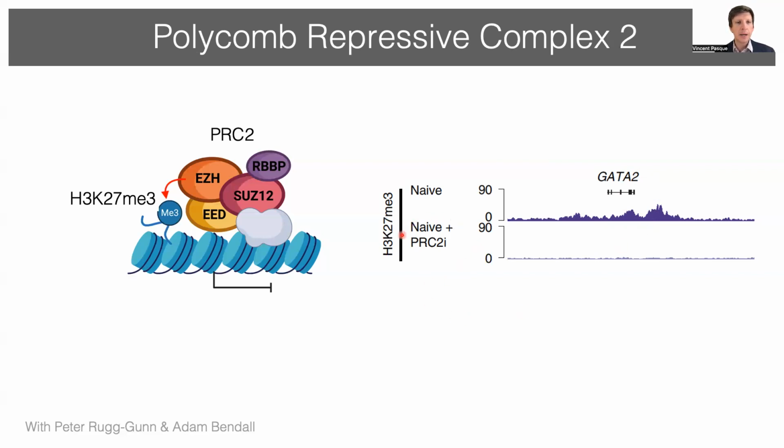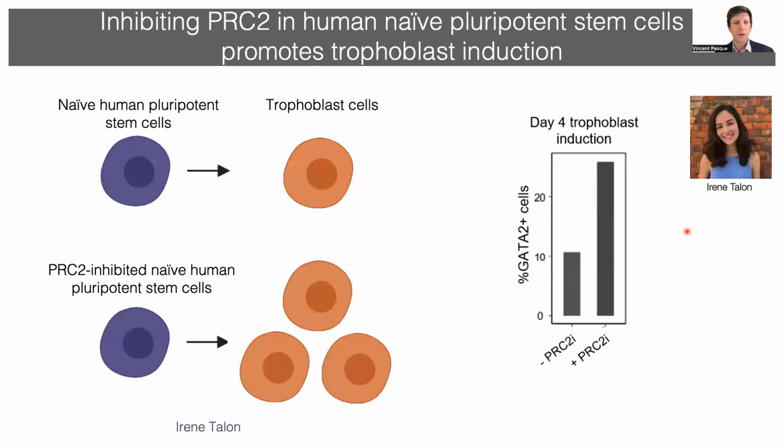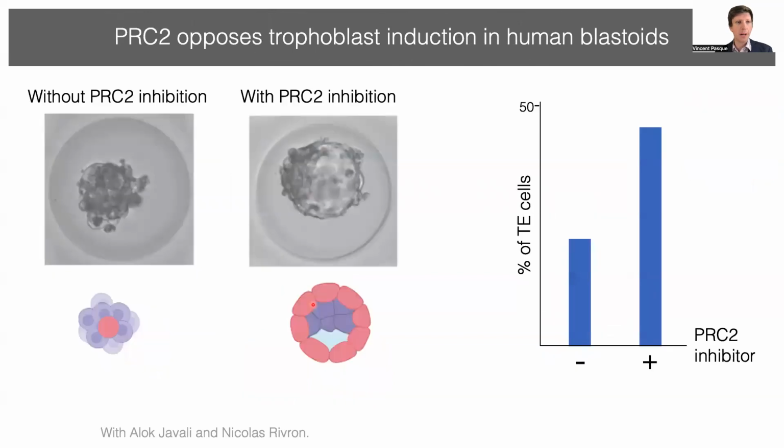To test this idea, we found a very potent inhibitor of PRC2 that can completely, or almost completely, deplete H3K27 trimethylation from the cells. But when we depleted H3K27 trimethylation, not much happened. But when we induced differentiation, and this is work from Irene Talon, she found that inhibiting PRC2 during naive to trophoblast conversion promoted trophoblast induction. So this was very exciting because it implied that PRC2 may oppose trophoblast induction.